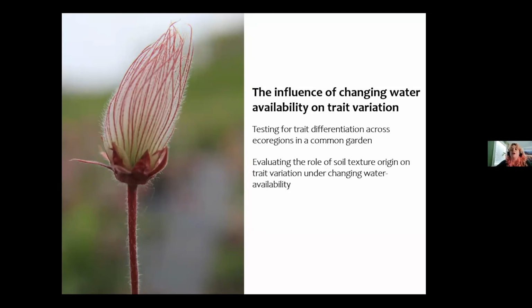And so in the first chapter, we're going to test for trait differences across ecoregions while they're grown in a common garden. And then in the second chapter, we're going to evaluate the role soil texture origin has on trait variation when we're manipulating the amount of water.